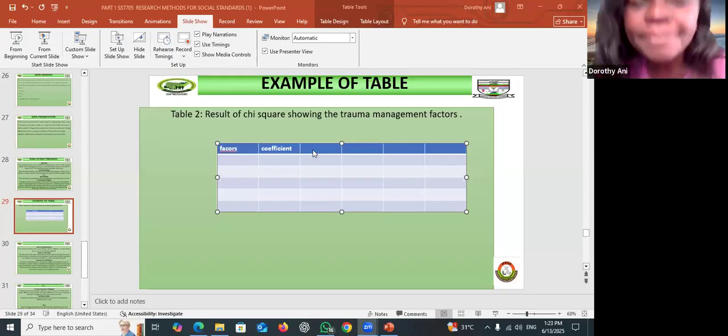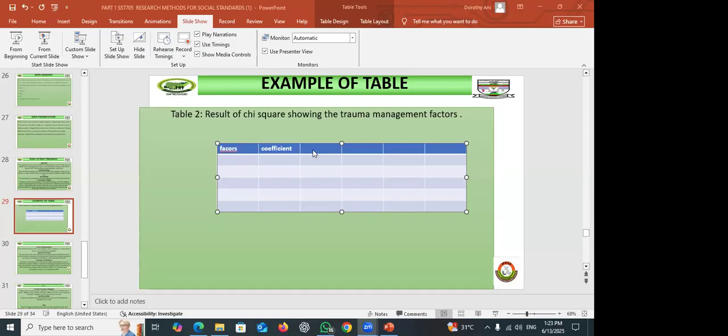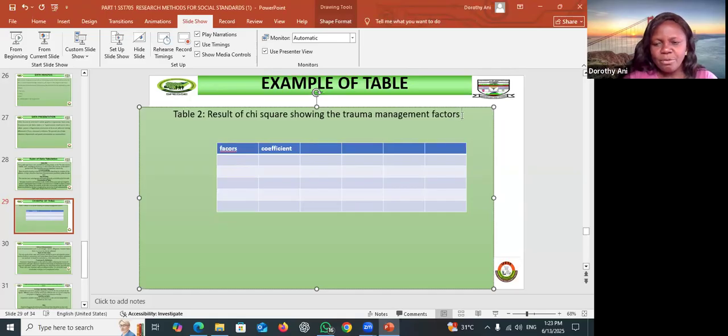Okay, so can you see my screen now? Yes, we can see it, ma. Yes. In this table now, you have seen my title. Table 2, the result of chi-square showing the trauma management factors. There shouldn't be any full stop. Please remove the full stop. Some of you are fond of putting a full stop. Then what I'm saying about the column is that this line here, there should be something on top.